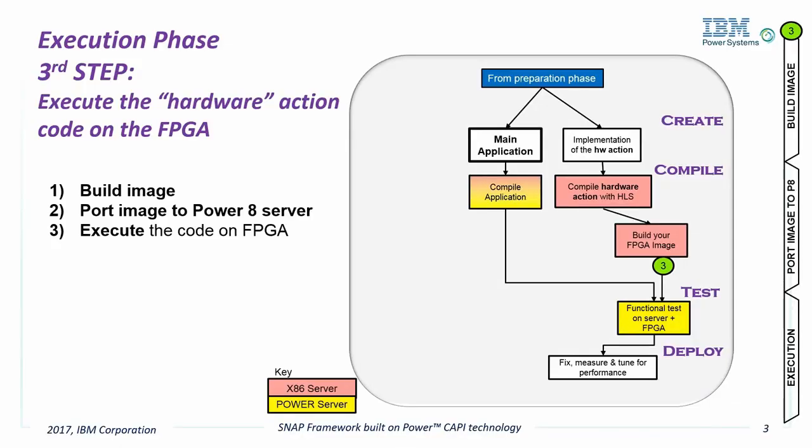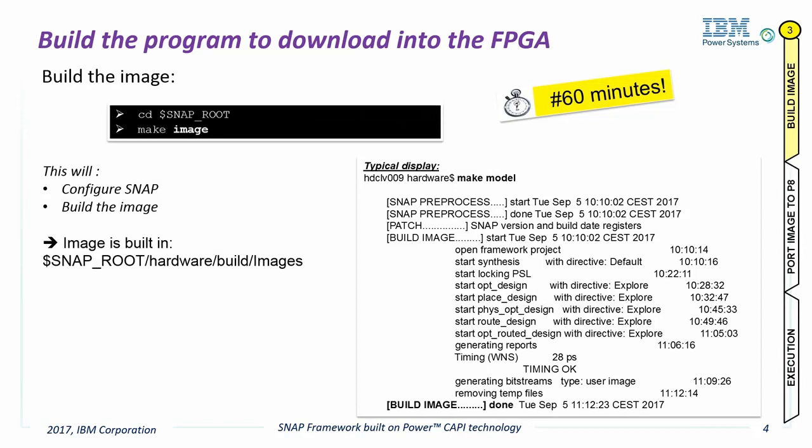In this Step 3, we are now going to build the image of the full design which will be running in the FPGA and see how to execute it on a real FPGA plugged into a PowerAid. After having simulated the code in Step 2, we have no more code to modify. We are going to compile the same code tested and executed on the simulator. The command to be typed from the Snap directory is just a make image.